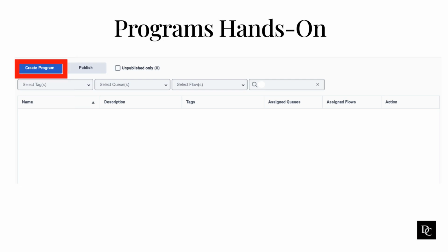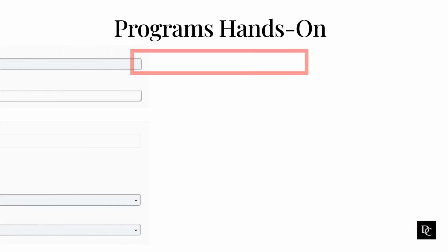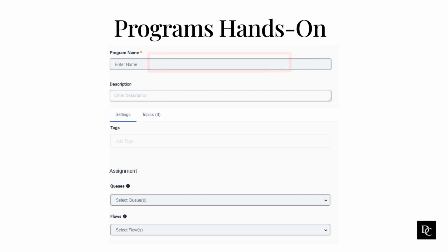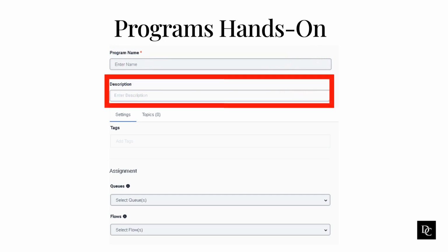In the Quality section, click Programs. Click Create Program. Enter a unique name that is easy to correlate to the business issue. The program name is case-sensitive and is limited to 100 characters. Enter a free text description of the program. The program description is limited to 10,240 characters.